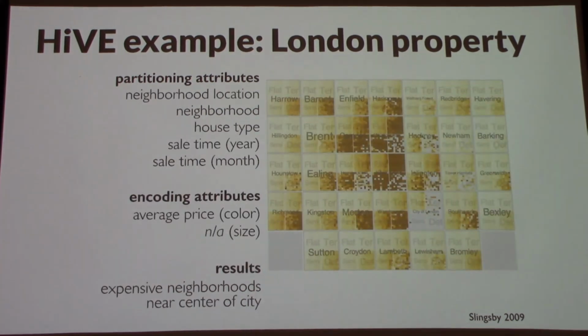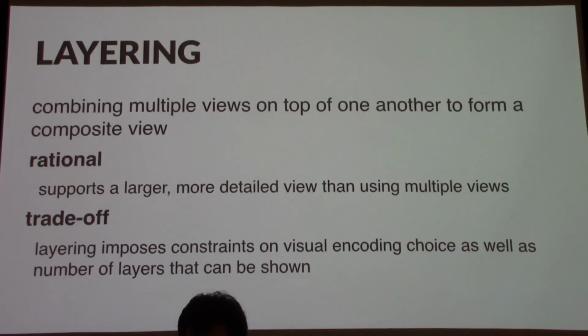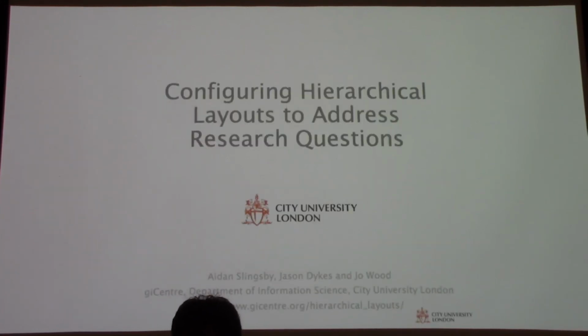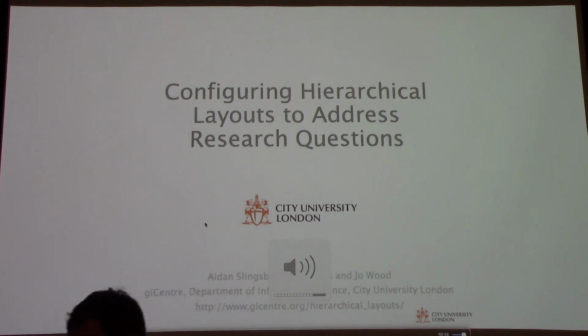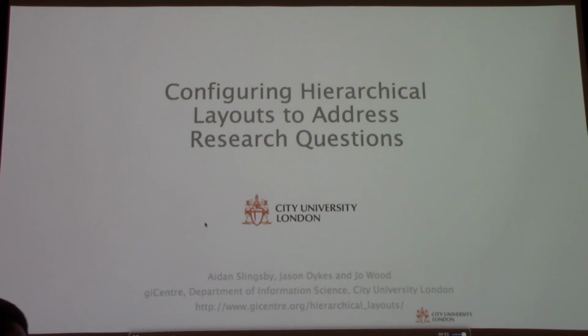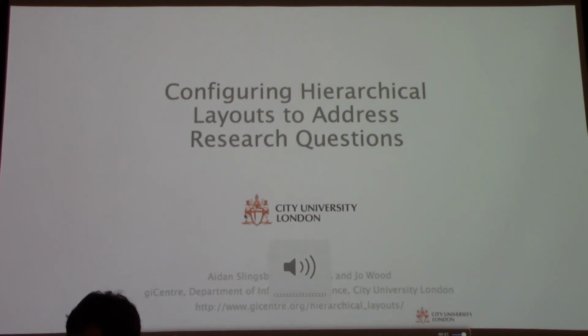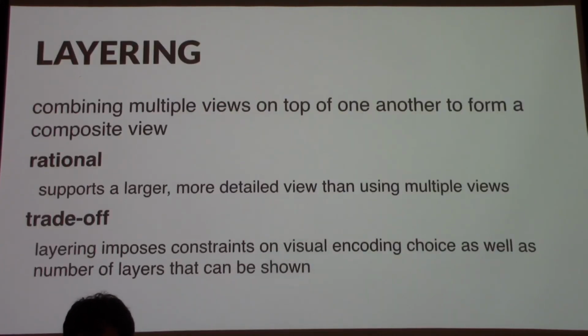This is a different partitioning. Here the first level partitioning is neighborhood location, then neighborhood, then house type, then sale time, and then sale time per month. I'm just going to show you the video because it's pretty good and cool. That should actually work.